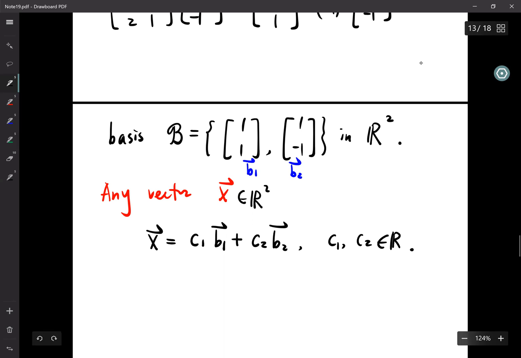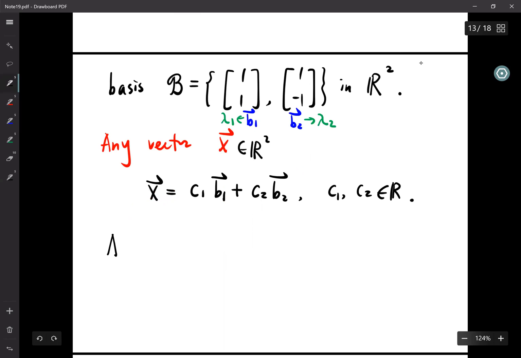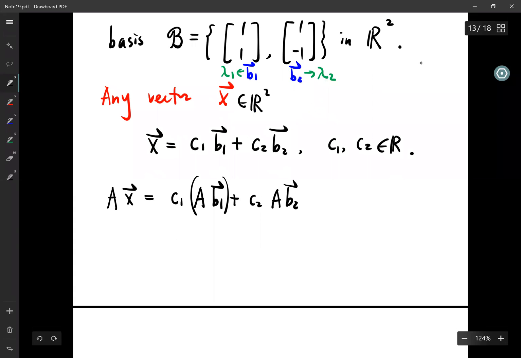Let me further denote by the eigenvalues: B1 corresponds to eigenvalue lambda 1, B2 corresponds to eigenvalue lambda 2. Then now you see, how do I compute Ax? Ax, by linearity, is just c1 A B1 plus c2 A B2. And I can use the eigenvector relation: A B1 is nothing but lambda 1 B1, A B2 is nothing but lambda 2 B2.